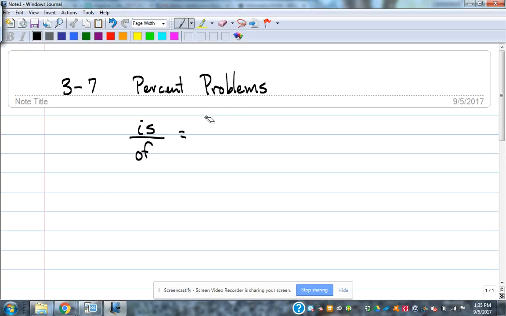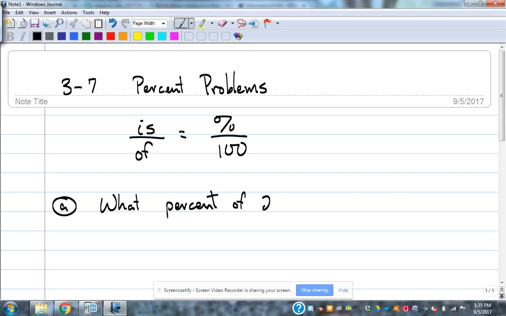Percent over 100. All right, so the way it's going to work is your problems are going to be given to you in a question form a lot of times. Let's start with one like this: what percent of 25 is 17? The way that you want to set those up is use the is over of equals percent over 100 format. If you use that format, it makes these problems very, very easy to set up.